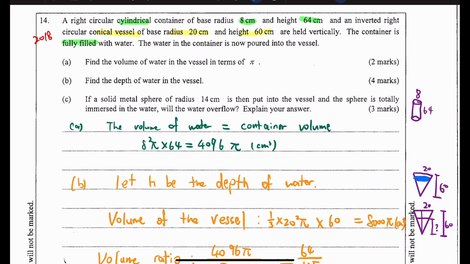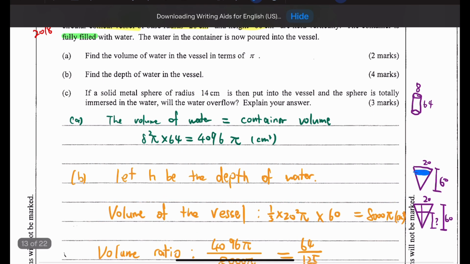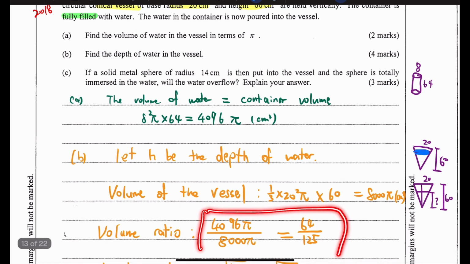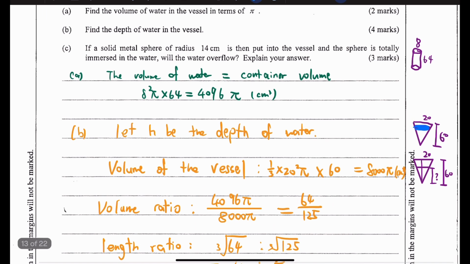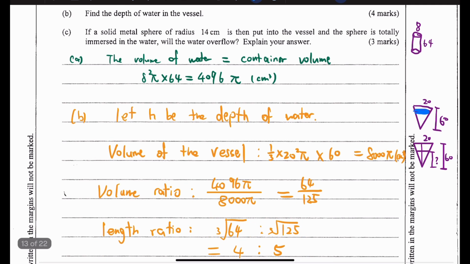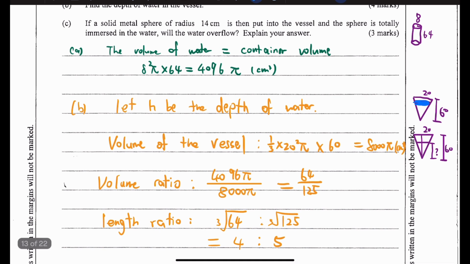So put in the cone formula of volume, and then you have the volume ratio. This one. And then, when you have this one, you can find the length ratio by cube root. And then you have 4 to 5. 4 to 5 should be the length ratio, no matter the radius, no matter the height.